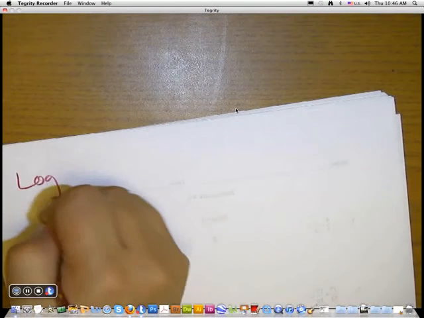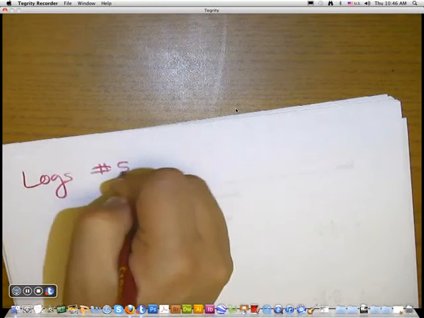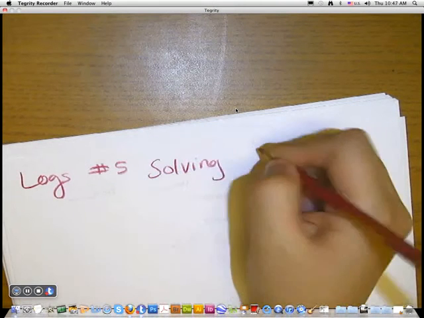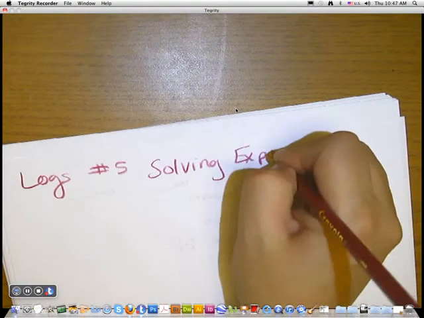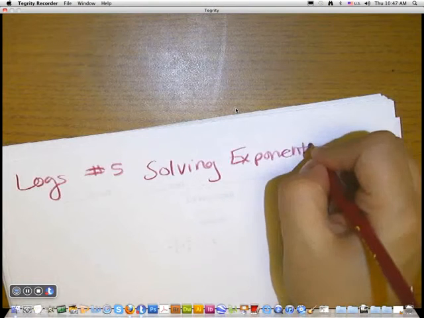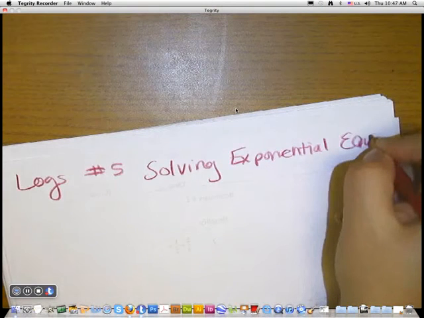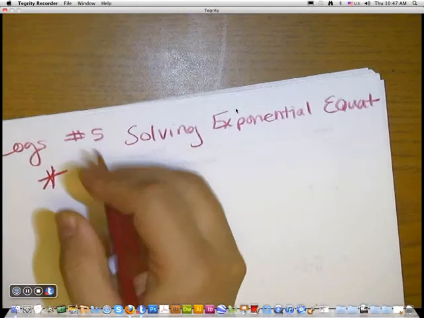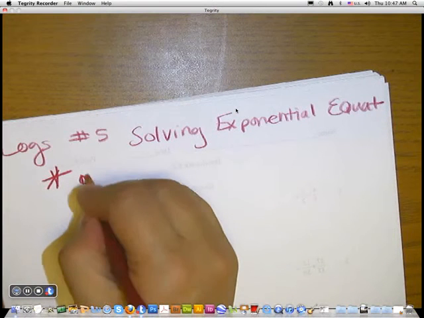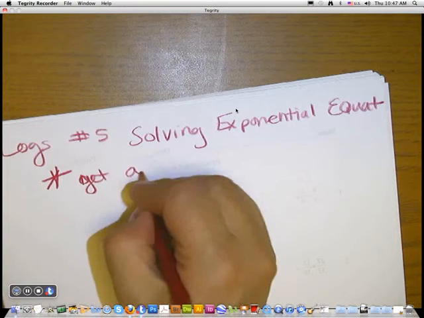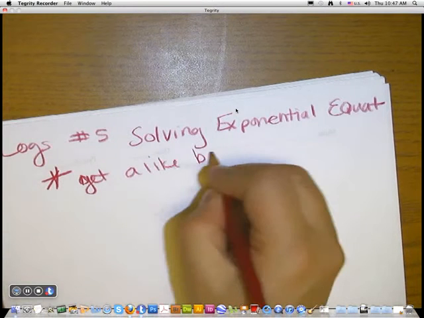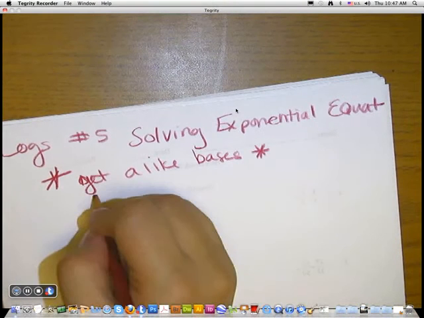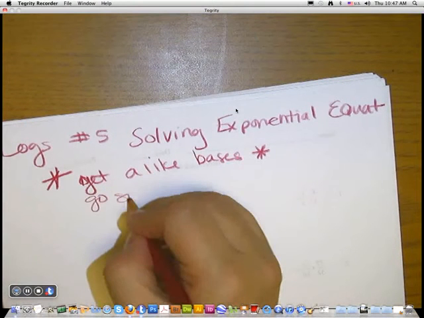Alright, logs number 5. This is solving exponential equations. The key part of this is to get alike bases. And you can only go smaller, you cannot go larger.